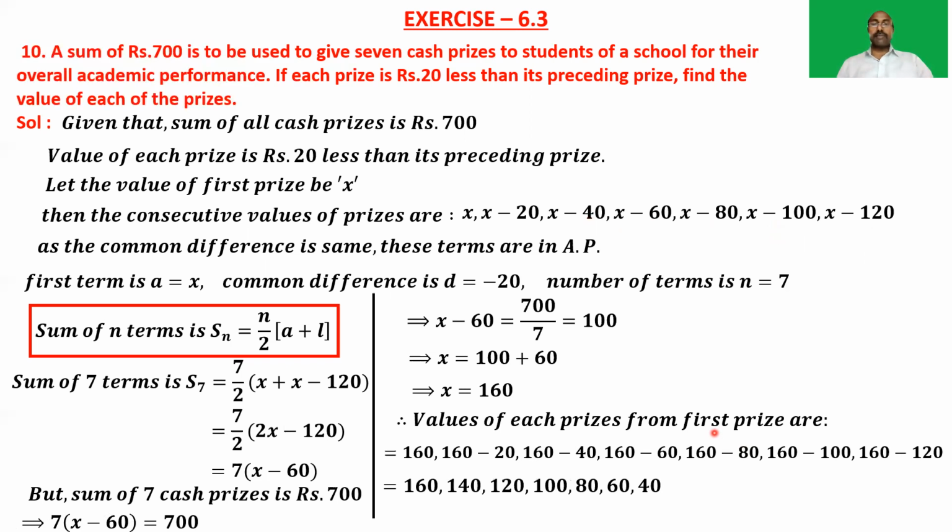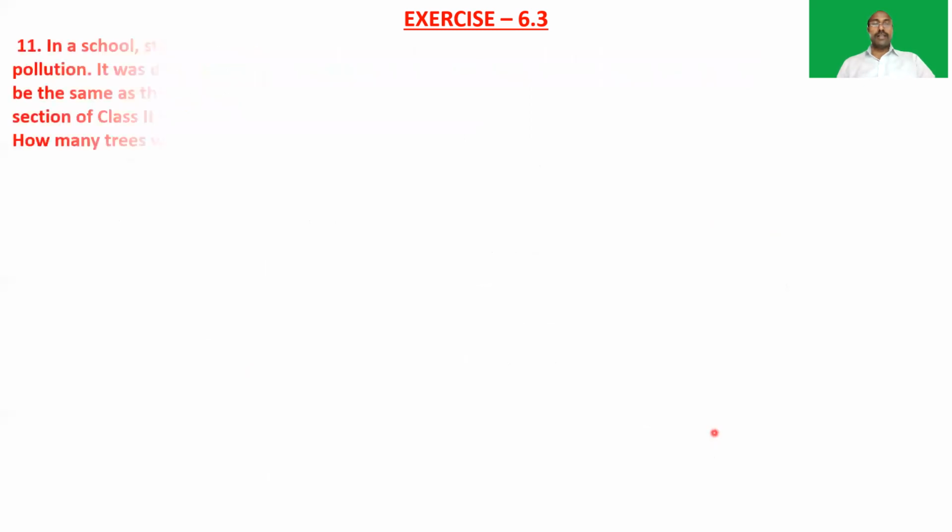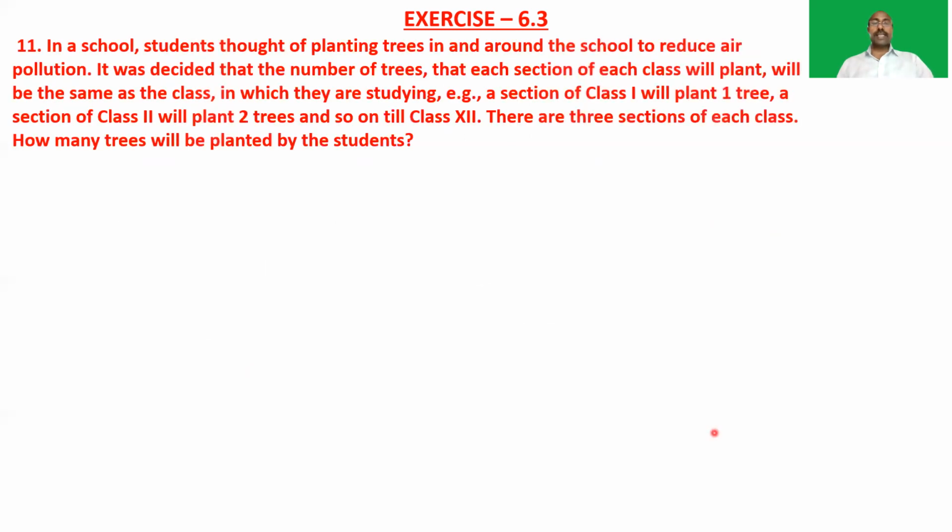And take the 11th one. In a school, students thought of planting trees in and around the school to reduce air pollution. It was decided that the number of trees that each section of each class will plant will be the same as the class in which they are studying. For example, a section of class 1 will plant 1 tree, a section of class 2 will plant 2 trees, and so on till class 12. There are 3 sections of each class. How many trees will be planted by the students?